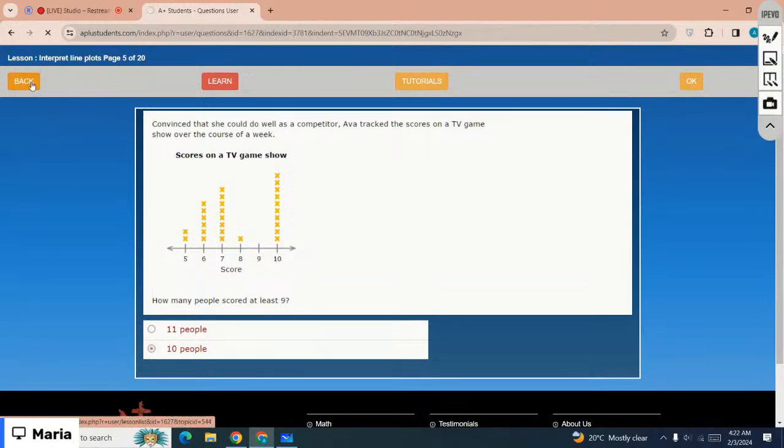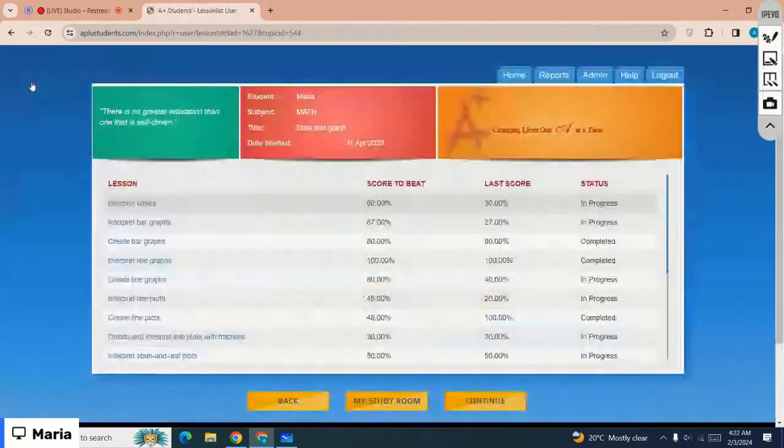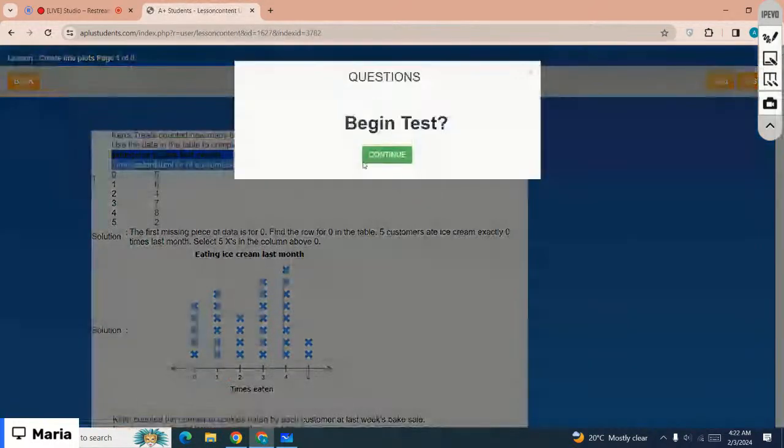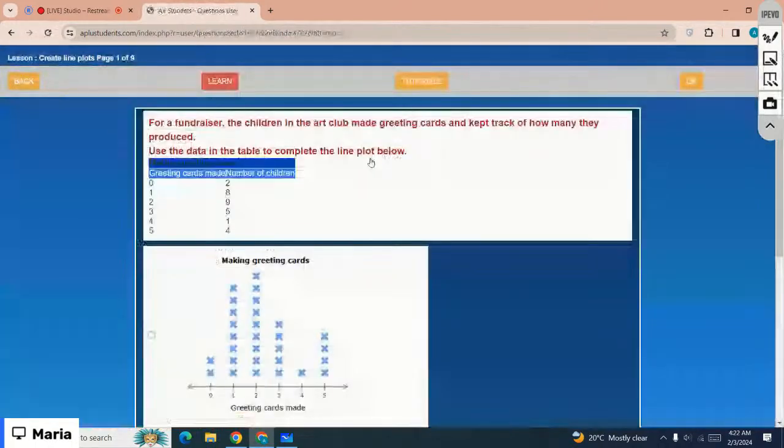Okay, you can complete the lesson by yourself later today. Let's move on to the next lesson, and the next lesson is interpret, create line plots, right? We have just finished how to interpret line plots. Now we're going to see how to create line plots. Let's start with the test questions, right? You have to match the values with the line plots given, right?